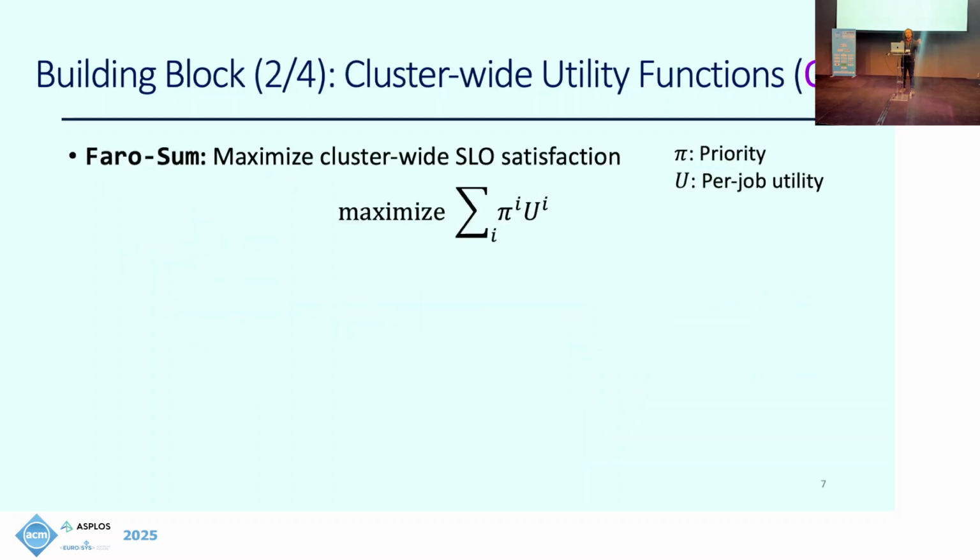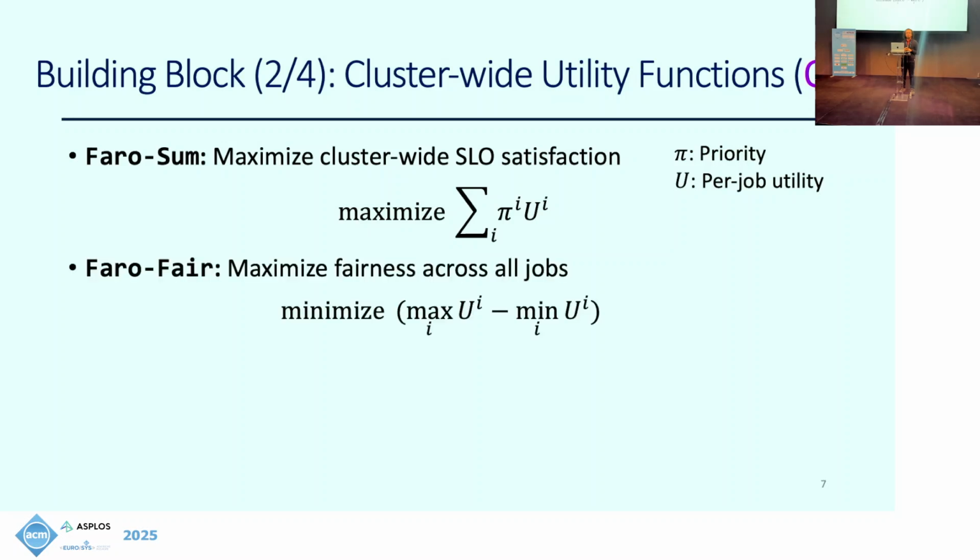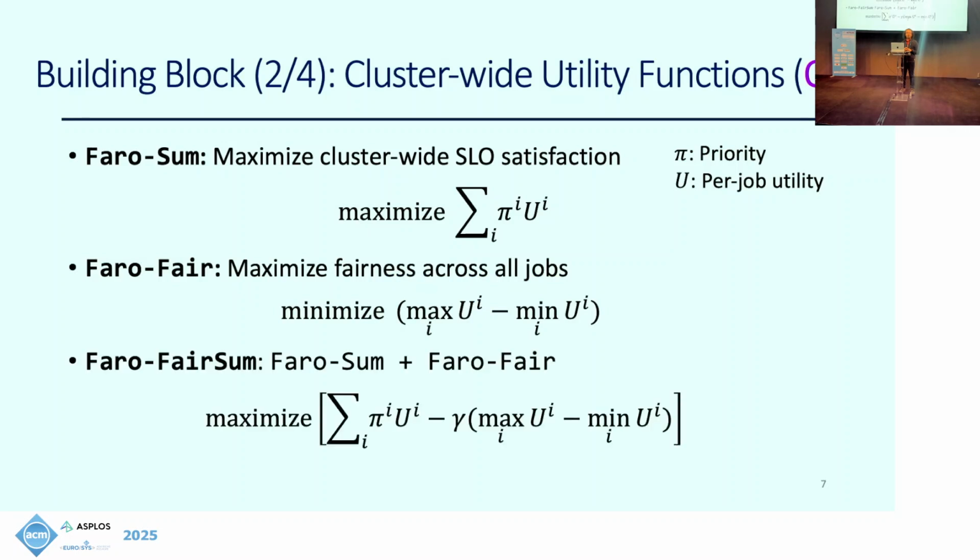And once you have the utility functions for each job, we can calculate the cluster-wide utility, and this can be set by the cluster administrator. The cluster administrator might be trying to, for instance, maximize the sum of all utilities. That's Faro sum metric. If you have job priorities, you can add them on, as is shown by the pi multiplicand there. Or the cluster administrator may want to optimize fairness, or the difference between the max and the min utilities of any job, or you can combine the two.